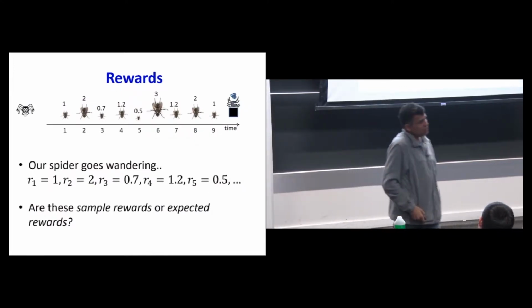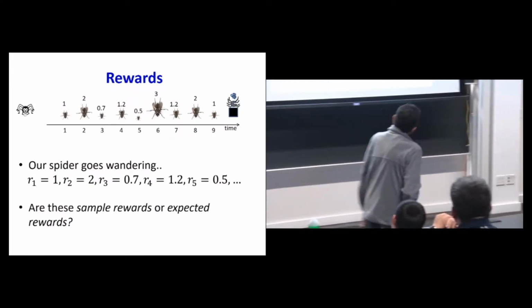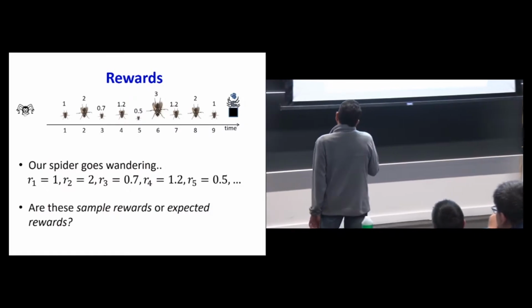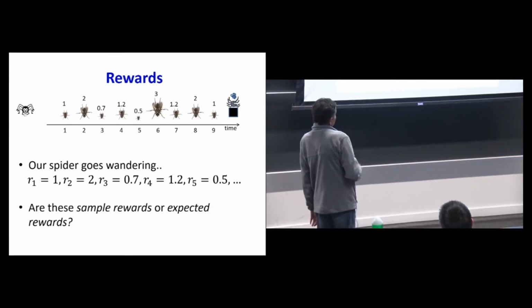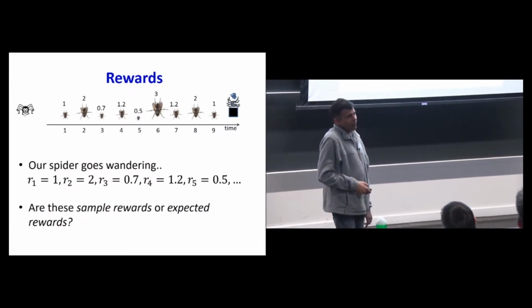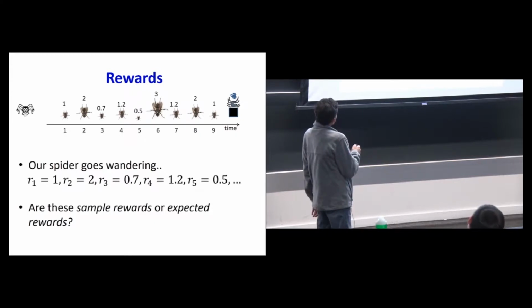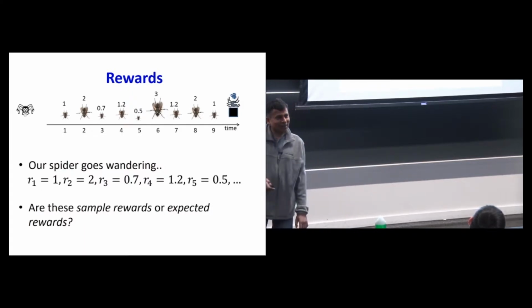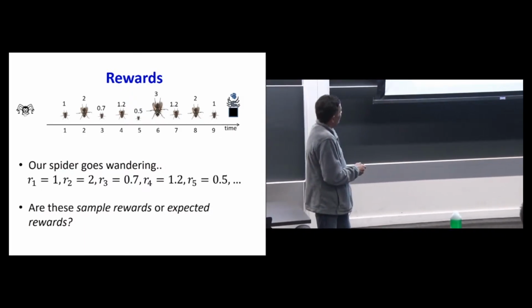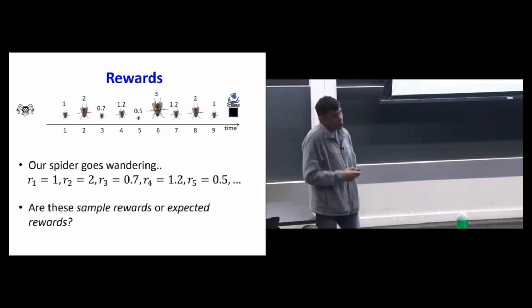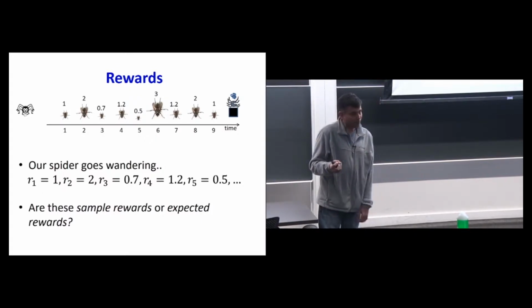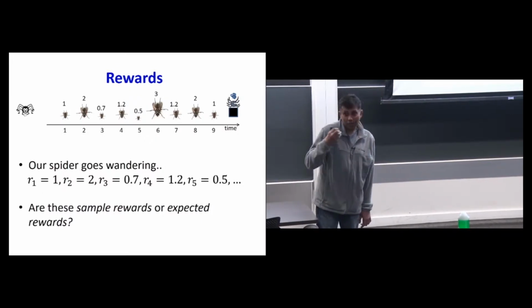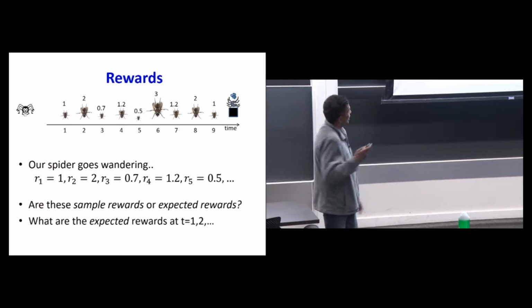So first, let's look at our distinction between rewards and returns. So let's say our spider goes wandering, and these are all the flies it got. It got a fly of size 1, size 2, 0.7, then eventually it overate and died. And so now, are these sample rewards or expected rewards? Sample rewards. This is one experiment, right?